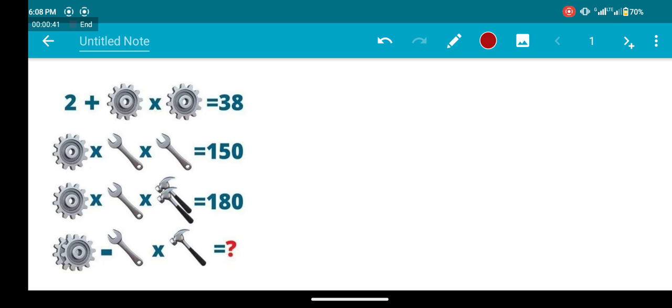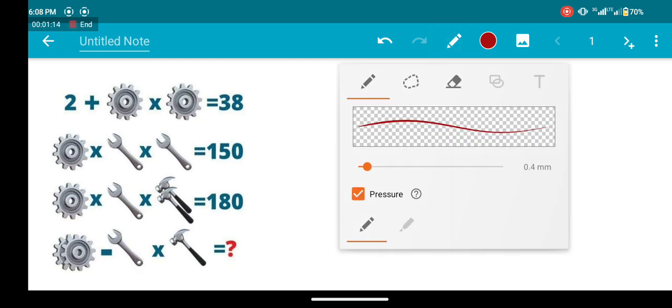Okay, so what we need to do here is replace each of these objects with a particular letter so that it will help us explain the question even better. Okay, so let us get started with the first equation. Now, in the very first equation, we have two objects that look like a gear wheel. So I'll be representing those gear wheels with the letter A.